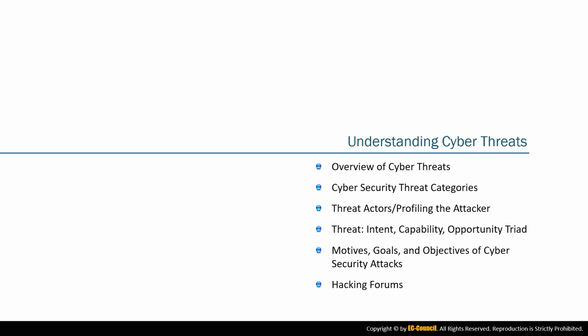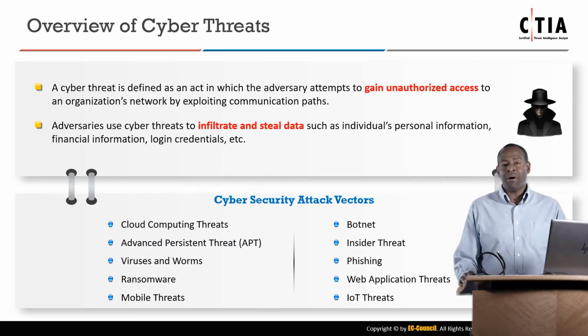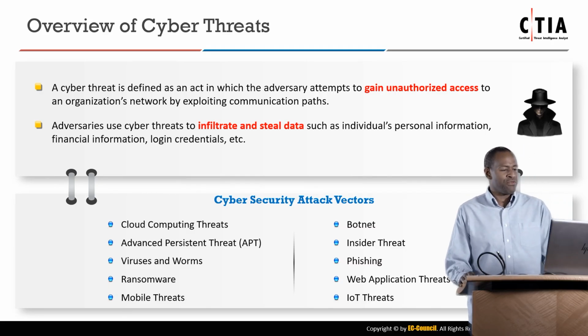We're going to find this very important as part of the kill chain methodology. And then we'll look at threat intent, capability, and opportunity. This is a triad that we'll discuss. We'll look at motives and goals of the attackers, and then we'll have a look at some hacking forums, among other things. So let's get started with an overview of cyber threats.